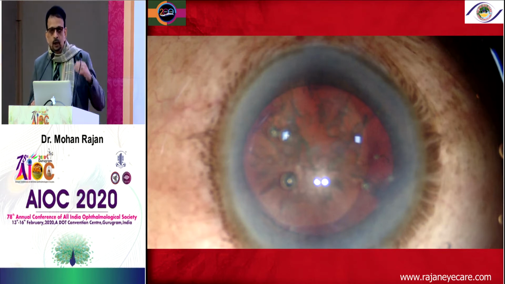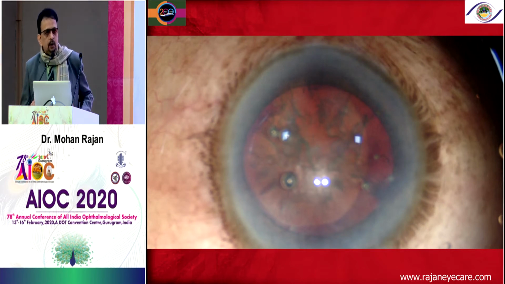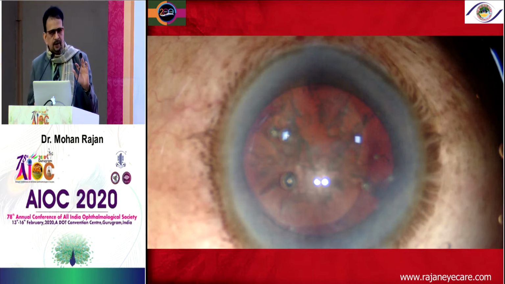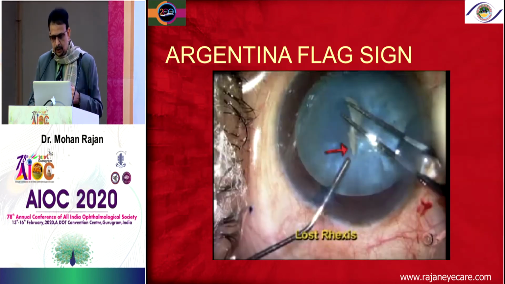So always, when you do a hydrodissection, remember the difference between hydrodissection and hydrodelineation. Hydrodissection is separating the capsule from the rest of the cataract. Hydrodelineation is separating the inner nucleus from the outer nucleus. So these are the two things you should do. Hydrodissection we do routinely. Hydrodelineation you do in certain types of cataracts like traumatic cataracts, posterior polar cataract, and also previously vitrectomized eyes. Be careful not to do hydrodissection, do only hydrodelineation in such situations.